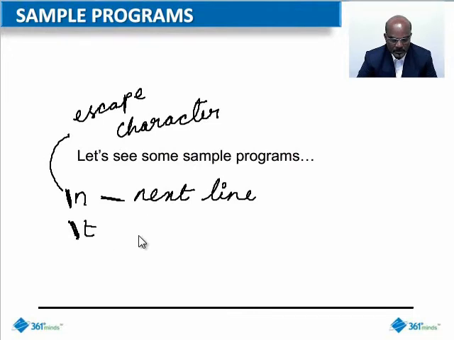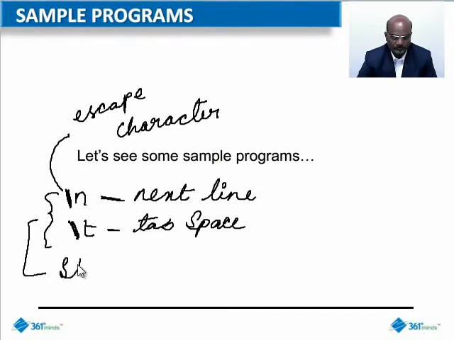And a slash t means I'm going to give a gap of a tab space between two values. So when I type a character and I put a slash t and the next character, the distance between these two characters will be one tab space. So you'll be seeing this in your programs. These are called string literals.